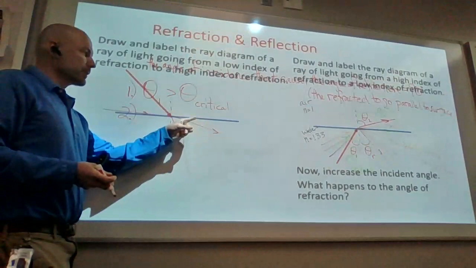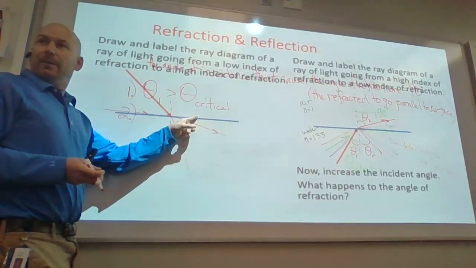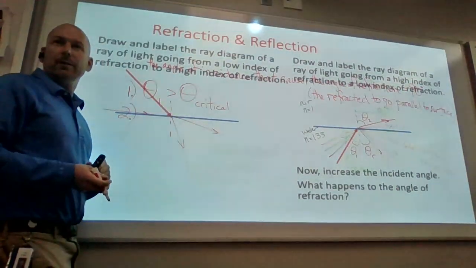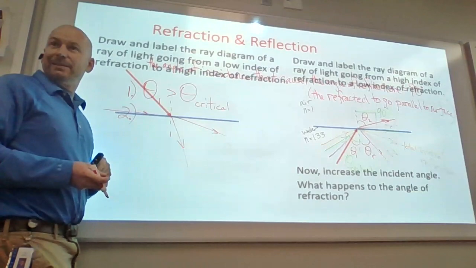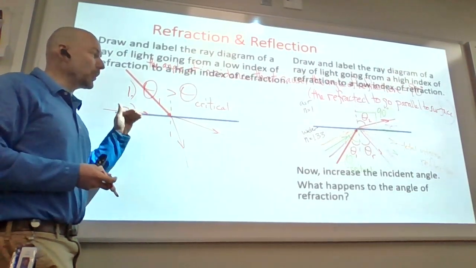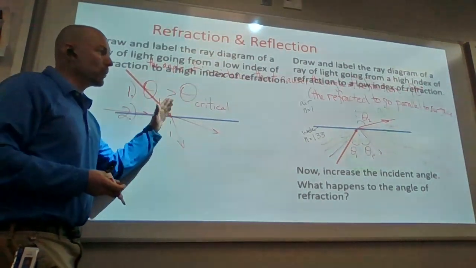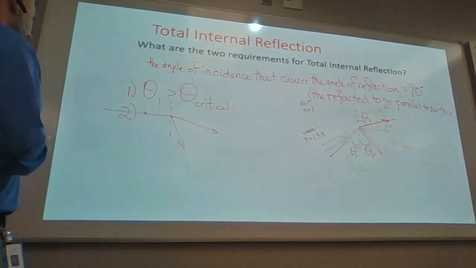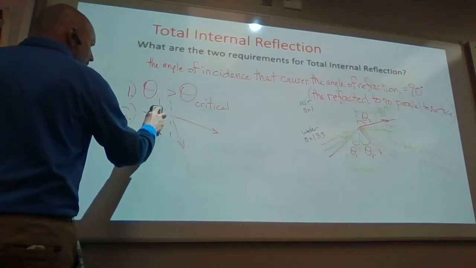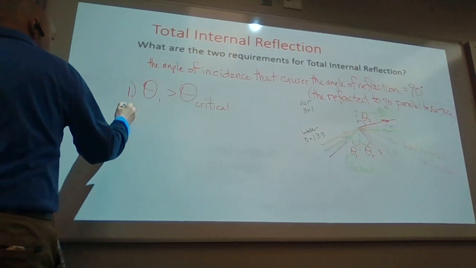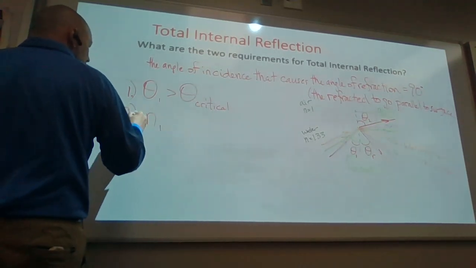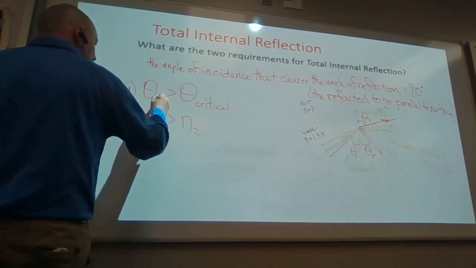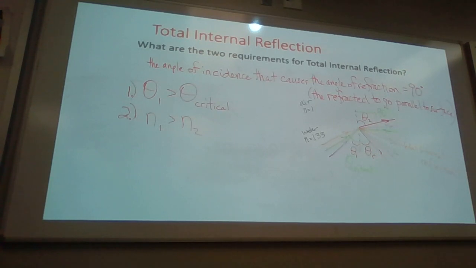You're never going to get this to go parallel to that. This is only going to happen when you bend away from the normal line, not towards it. That makes sense? You only get total internal reflection when light bends away from the normal line. Okay, so what that means is that index of refraction one has to be greater than your second index of refraction. Those are the two conditions for total internal reflection. Good with that?